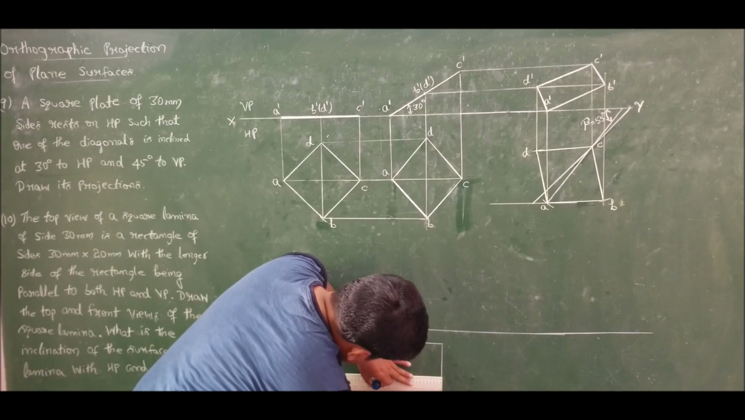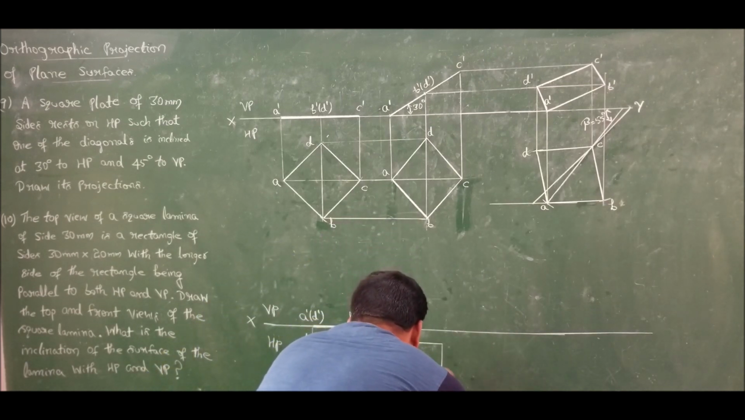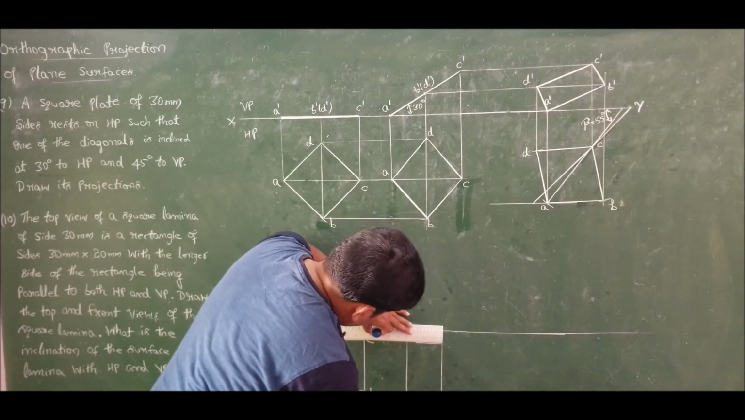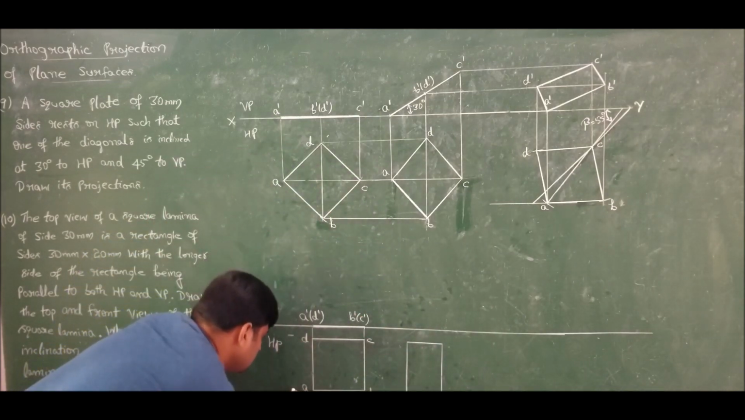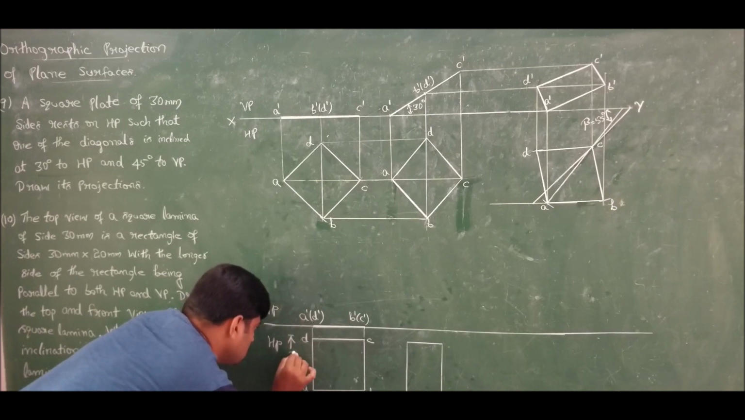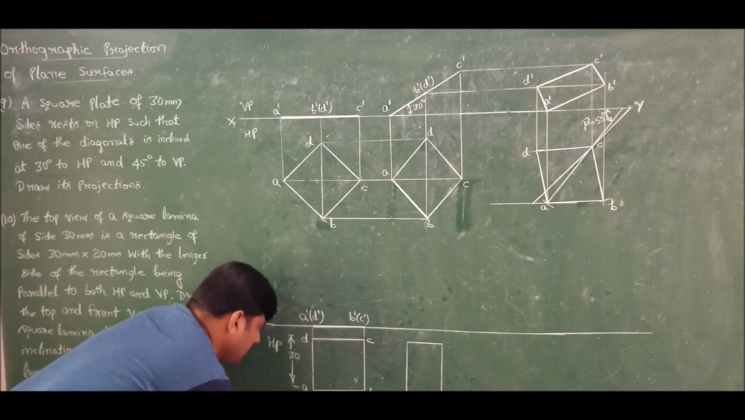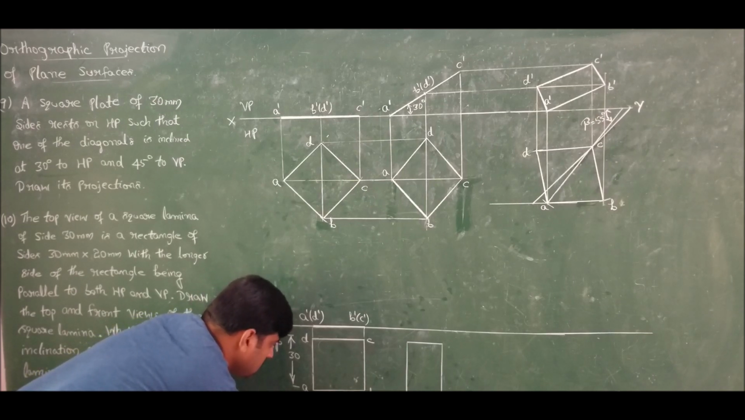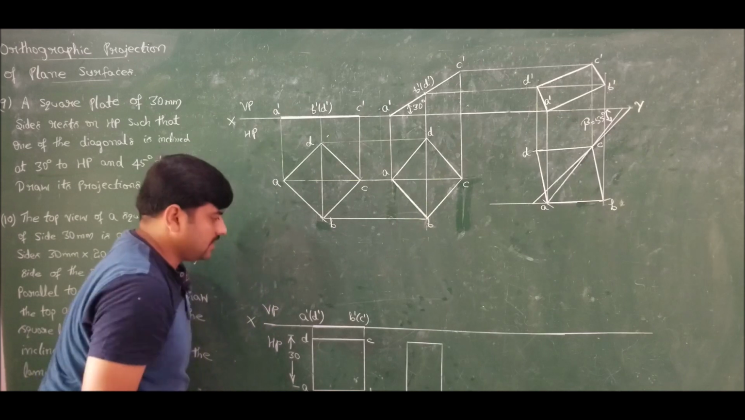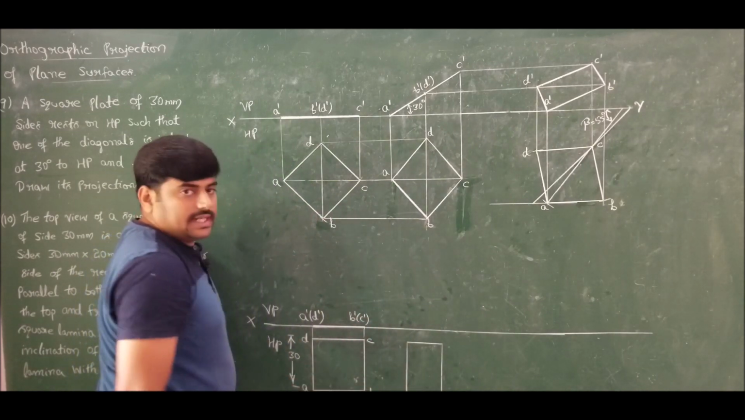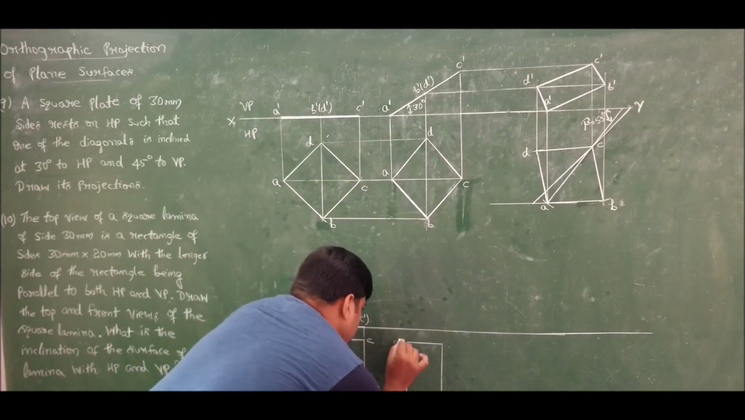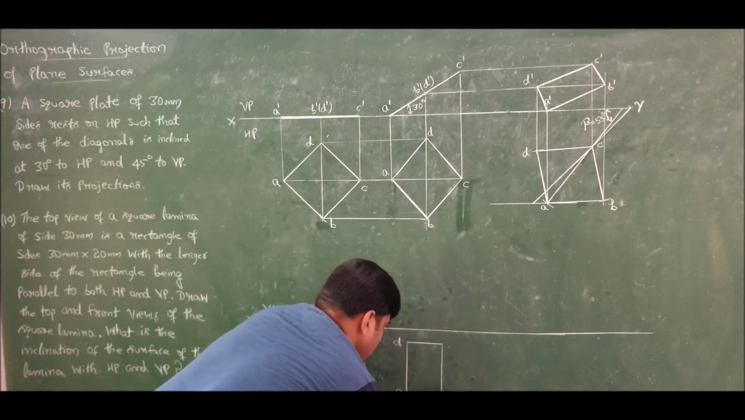First let us construct a rectangle of 30 cross 20. Done. So this dimension is 30, whereas this dimension is also 30, because in the initial position it is a square. Now we have a rectangle of 30 cross 20. Now this has become 20, this is 30 itself. Right here we have D, A, B and C.